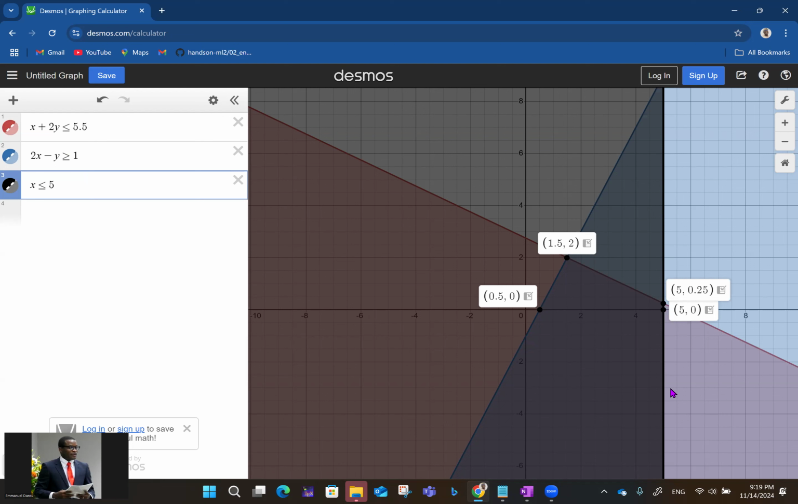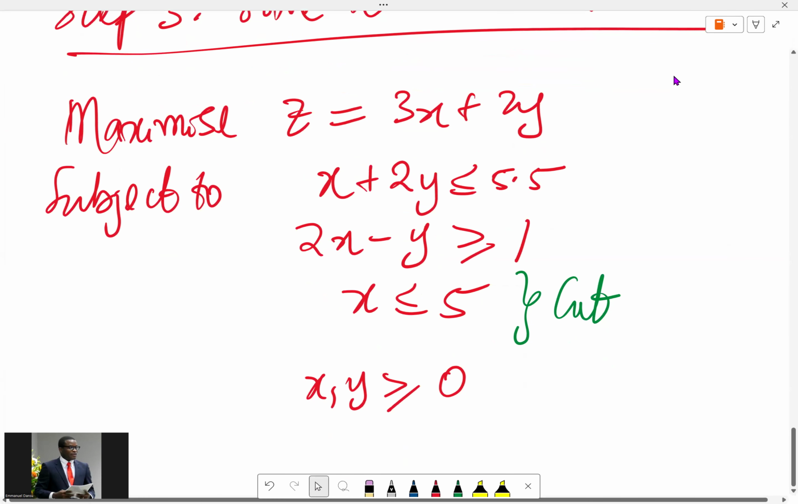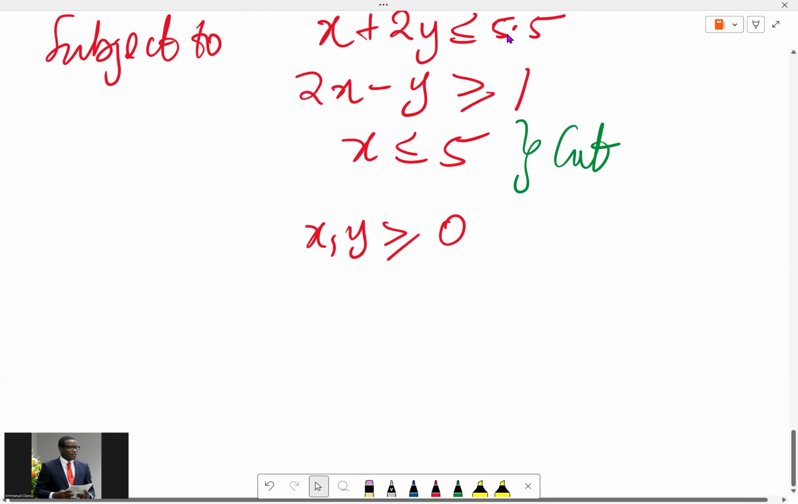Because of the x greater than or equal to 5 now, we have the corners: 0.5, comma 0. 1.5, comma 2. 5, comma 0.25. And 5, comma 0. So you can see we have four corners now. With those 4 corners, we go back to this problem we've been dealing with. You can see that the cut has added a new corner.